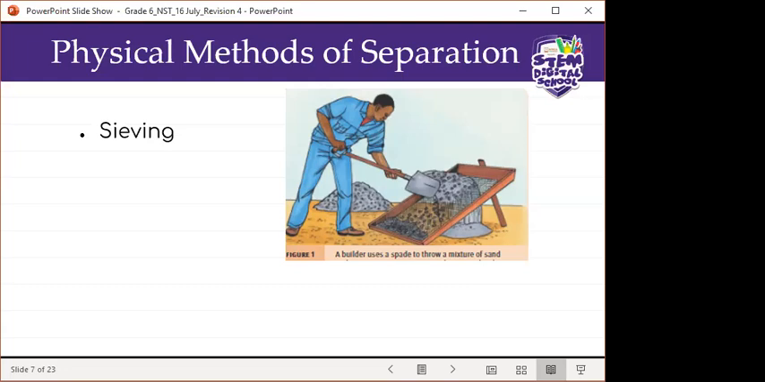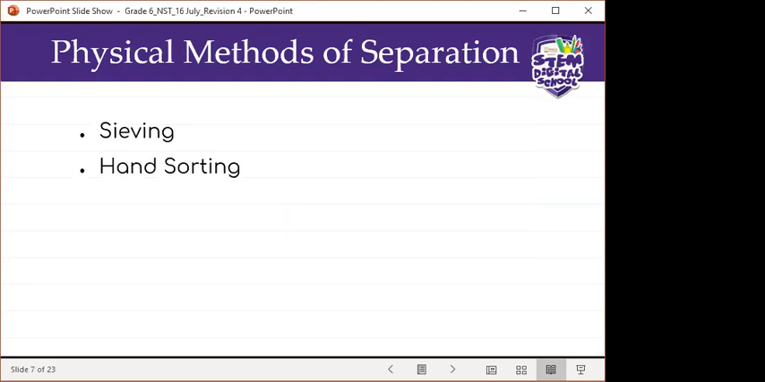So let's see, the next method that we have is hand sorting, and Kia gave us an example of hand sorting. Kia said that we can hand sort the jelly beans into their various colors. Another example is the peanuts and raisins. We can separate the peanuts with our hands, right? Put the raisins on one side and the peanuts on the other side.